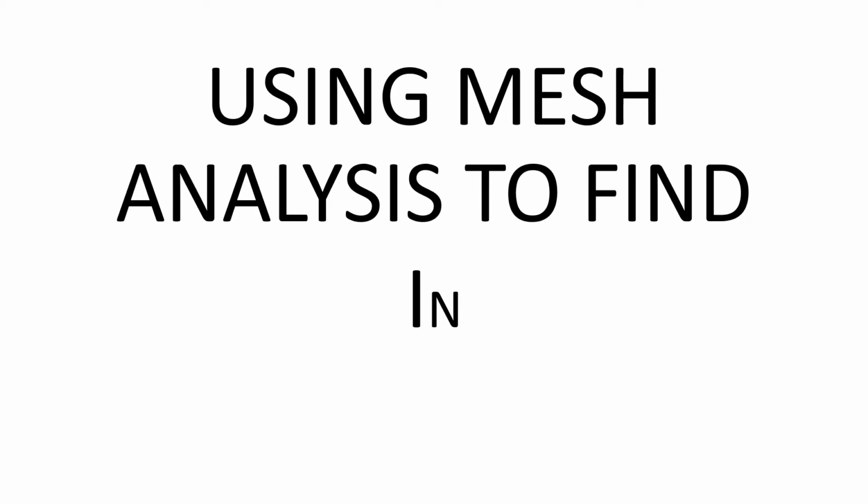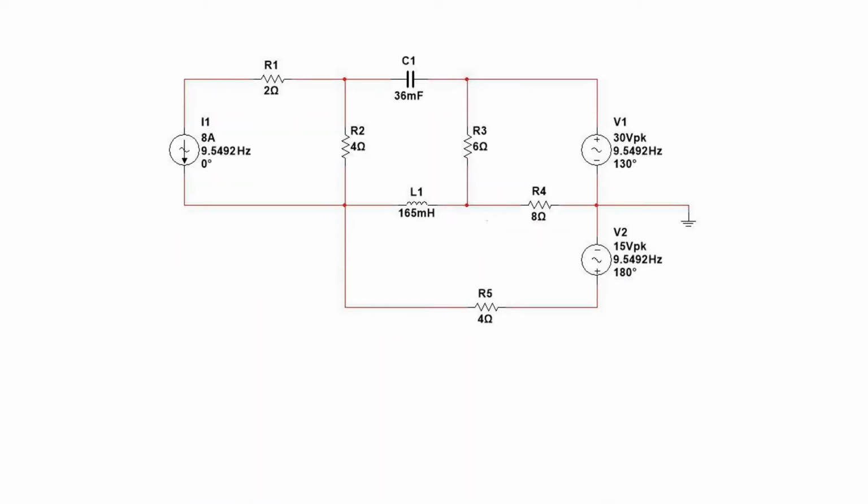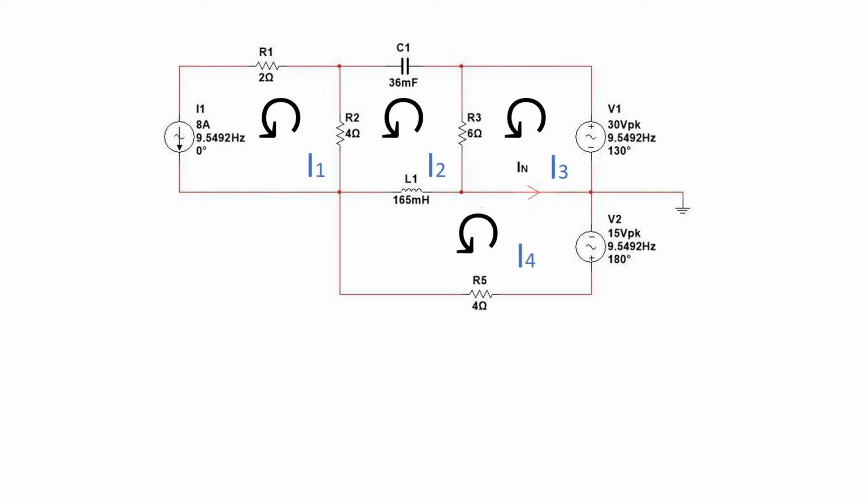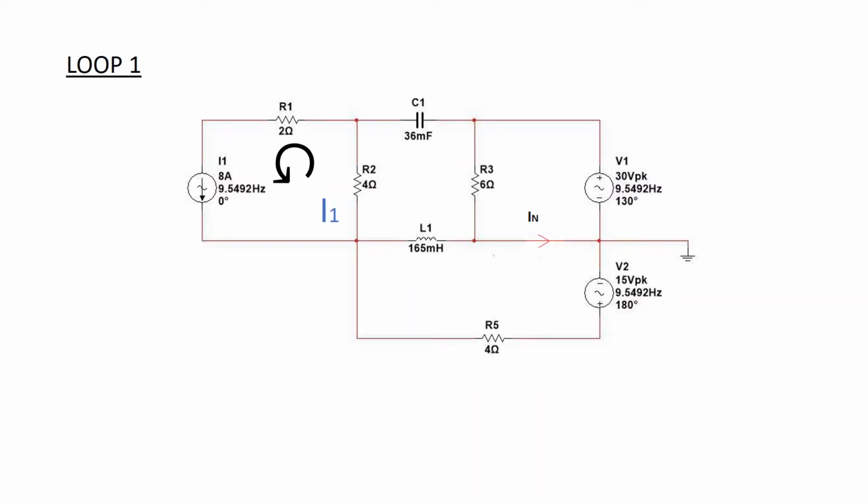After that, we need to find the value of In by using mesh analysis. To get the value of In, we need to replace R4 with a short circuit to find In. This is the mesh analysis that we get. We have 4 loops. Because our looping is anticlockwise, the value of In is I3 minus I4. Loop 1 has a current source, so loop 1 definitely gives us 8 amperes.